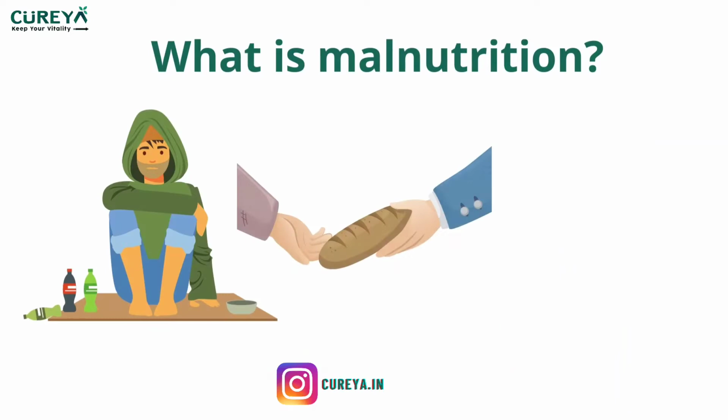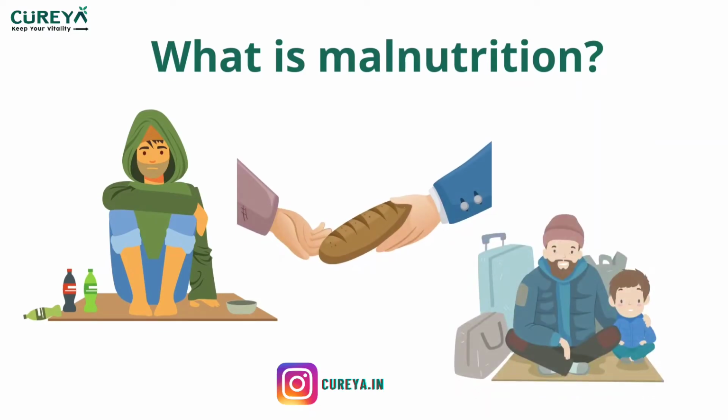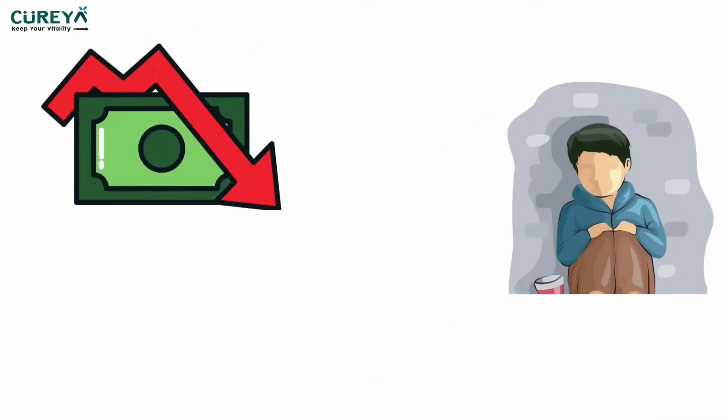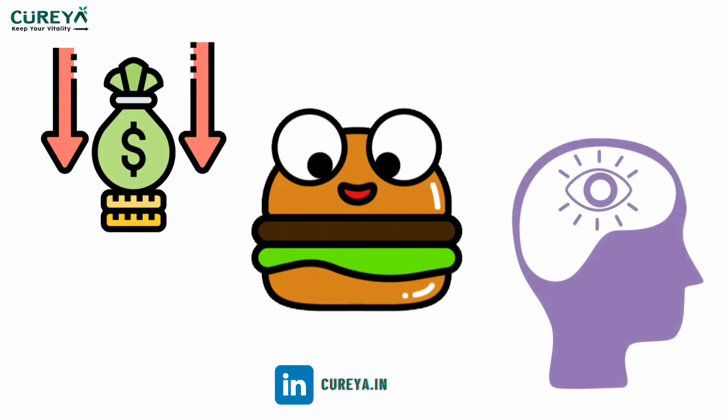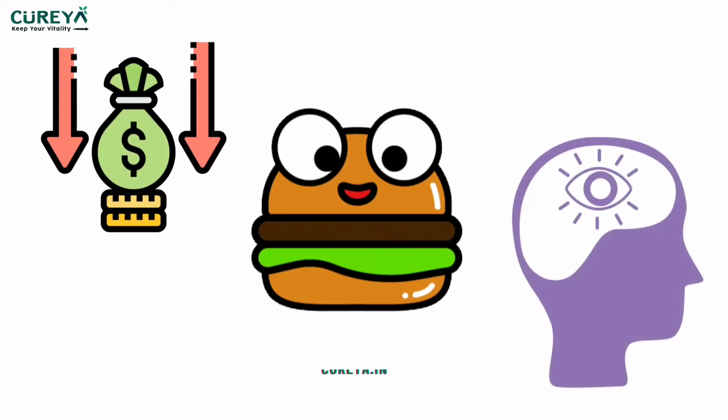So, what is malnutrition? Malnutrition refers to when a person's diet does not provide enough nutrients or the right balance of nutrients for optimal health. Causes of malnutrition include inappropriate dietary choices, a low income, difficulty obtaining food, and various physical and mental health conditions.